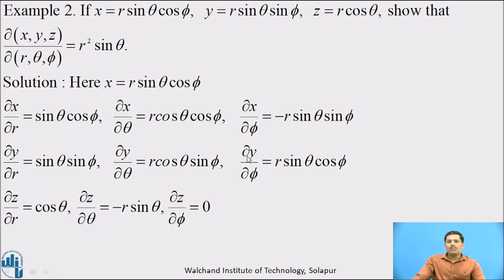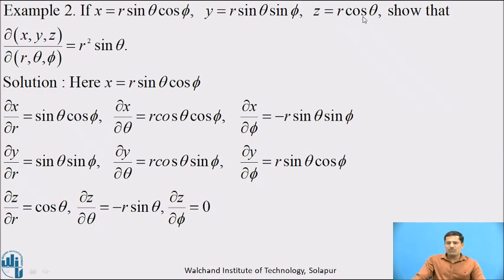The derivative of sin theta is cos theta. And finally, differentiating y partially with respect to phi, treating r and theta constant. As r theta constant, we can write r sin theta as it is, and the derivative of sin phi is cos phi. And now the final function, differentiating z partially with respect to r, treating remaining variables constant.